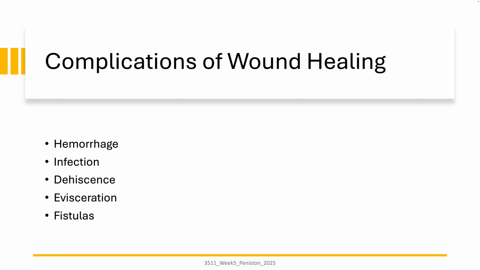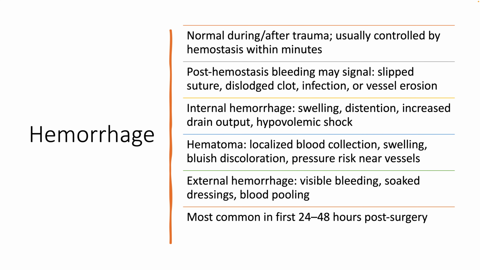So these are the complications of wound healing: hemorrhage, infection, dehiscence, evisceration, and fistulas. I'll discuss those on the next slides. Hemorrhage is normal during or after trauma or surgery, and it's usually controlled by hemostasis, our clotting mechanisms within our body, usually within minutes.